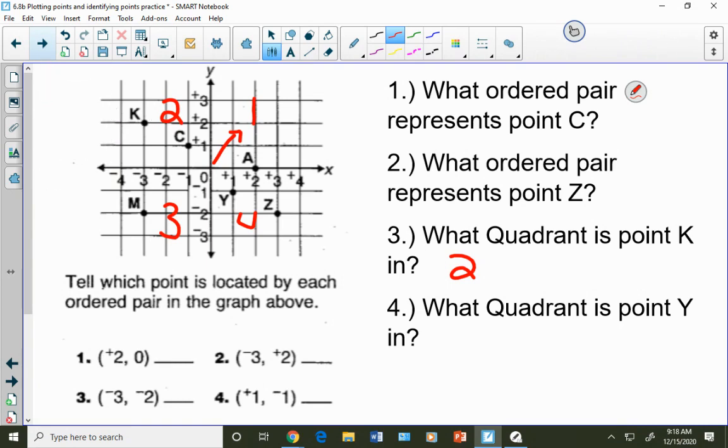Where is point Y? What quadrant is point Y in? Well, point Y is located here. Remember, that's 1, 2, 3, 4, so it's in quadrant 4. Remember, you have to go counterclockwise for your quadrants.